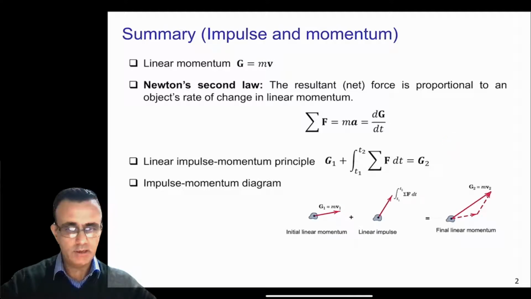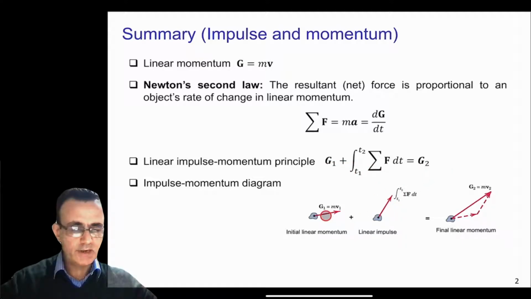any body here. And we can also write this equation in terms of a diagram, and the diagram is called the impulse momentum diagram. As you can see in this case, you have a particle with initial momentum here, in the direction of the velocity. So g1 is equal to mv1, which is the initial linear momentum, plus the impulse. The impulse is in the direction of the force here, and you integrate this from t1 to t2. And this is a vector equation.